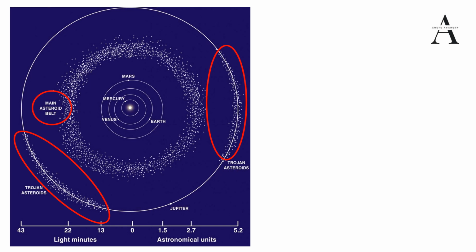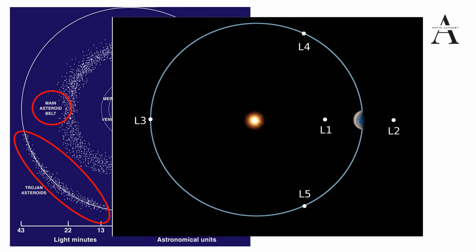So these Trojans, from the asteroid point of view, orbit in the same orbit in which the planet is orbiting. They will be either ahead of the planet or behind the planet. They were first discovered in 1906, and they either lead or follow the planet, or the moon, by 60 degrees. These positions are known as L4 or L5. Let me show it to you. These are known as the Lagrange points.